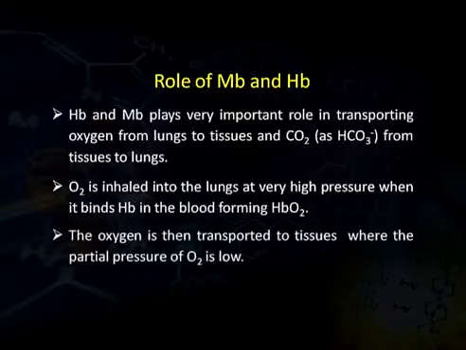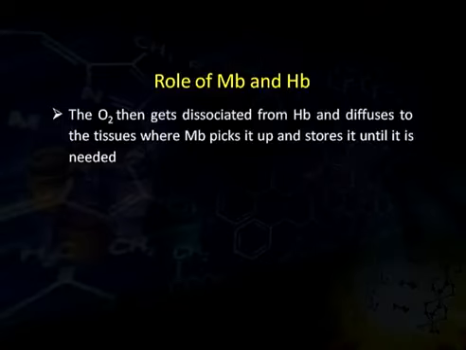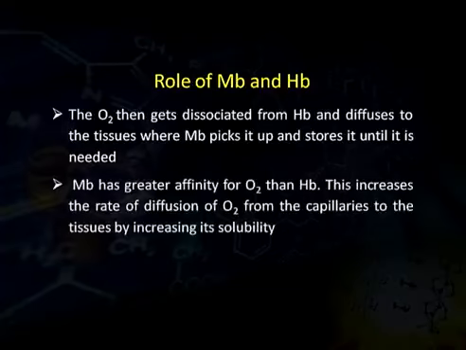The oxygen is then transported to tissues where the partial pressure of oxygen is very low. The oxygen then gets dissociated from hemoglobin and diffuses to the tissues, where myoglobin picks it up and stores it until it is needed. Myoglobin has greater affinity for oxygen than hemoglobin. This increases the rate of diffusion of oxygen from the capillaries to the tissues by increasing its solubility.